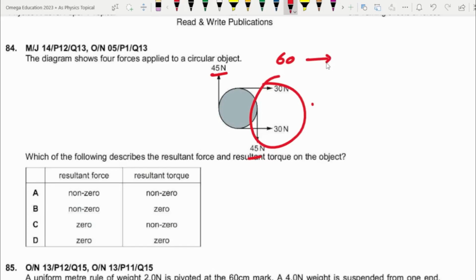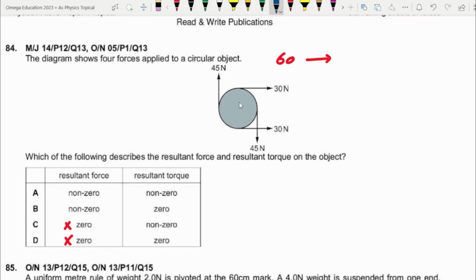You have a resultant force, although the vertical forces are 0, but you have a horizontal net force which is 60 Newton towards the right side. So the resultant of the forces is not 0. So C and D, they are thrown out the window straight away. Then we need to find if the resultant moment of force is 0.